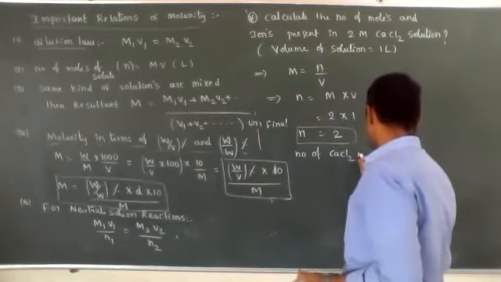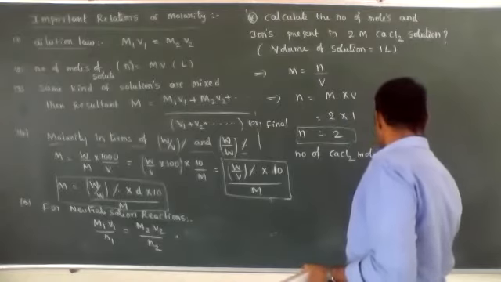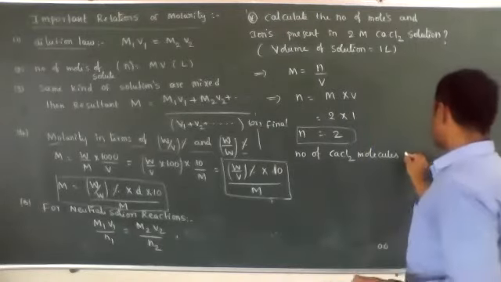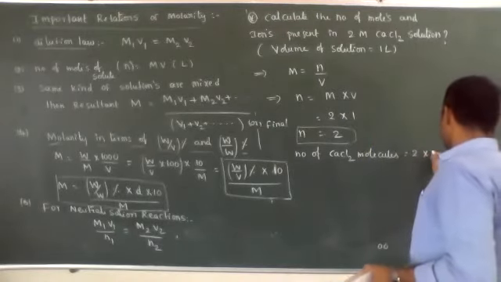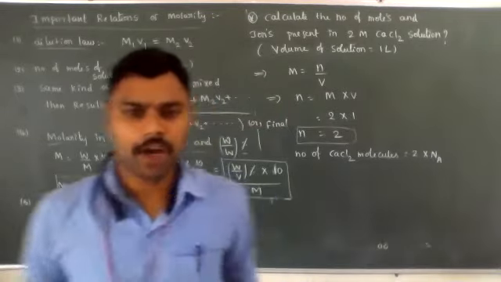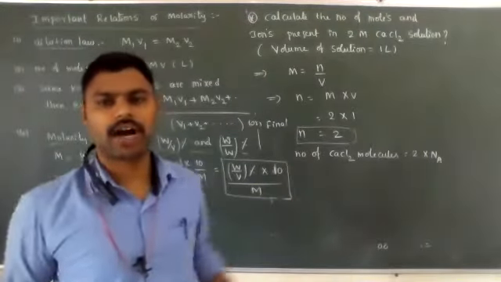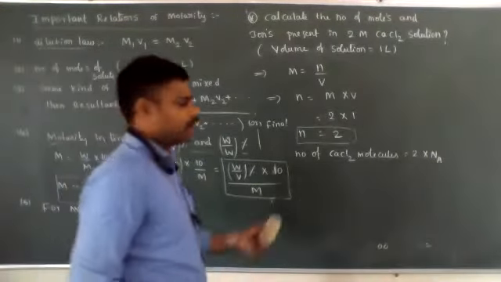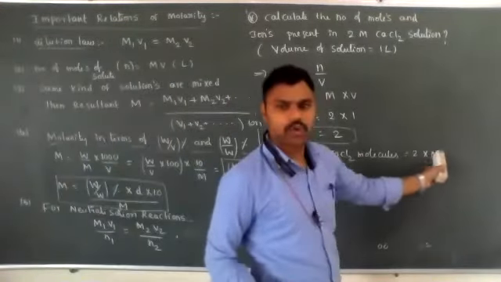Then the number of CaCl2 molecules is equal to 2 into Na. Number of molecules is equal to number of moles into Avogadro number. So the number of molecules is equal to 2 Na.